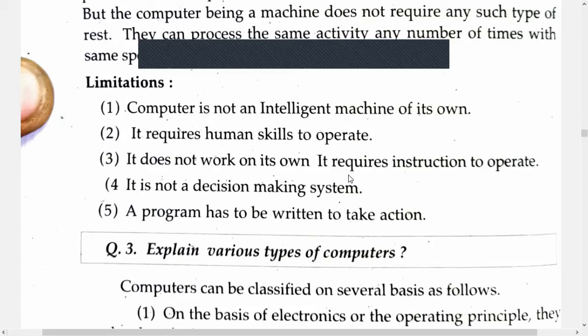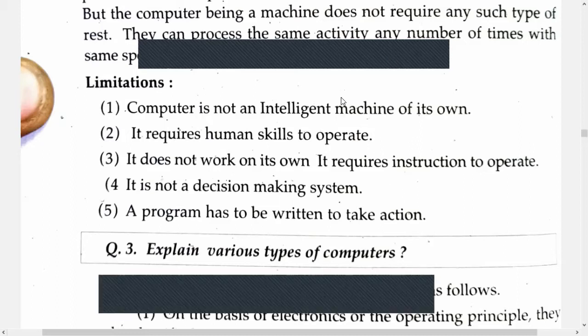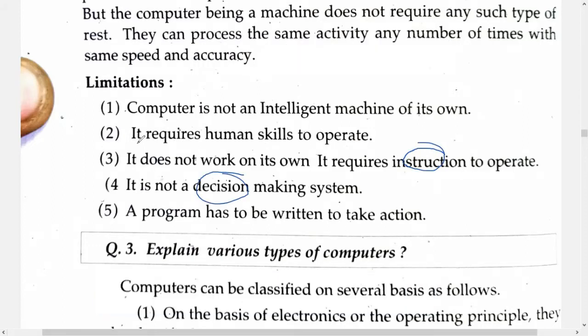Next, it requires human skills to operate. Yes, I said it requires human assistance. It doesn't work on its own; it requires instruction to operate. As I said, it is not an intelligent machine on its own; it is instruction based. It is not a decision making system. It cannot take decisions on its own. It needs instructions. It requires human skills. It is not an intelligent machine. The program has to be written to take action. These two points are a little similar, however, you can read them as the limitations. When it is asking for 5 or 10 marks, you have to discuss these limitations and characteristics in more detail.